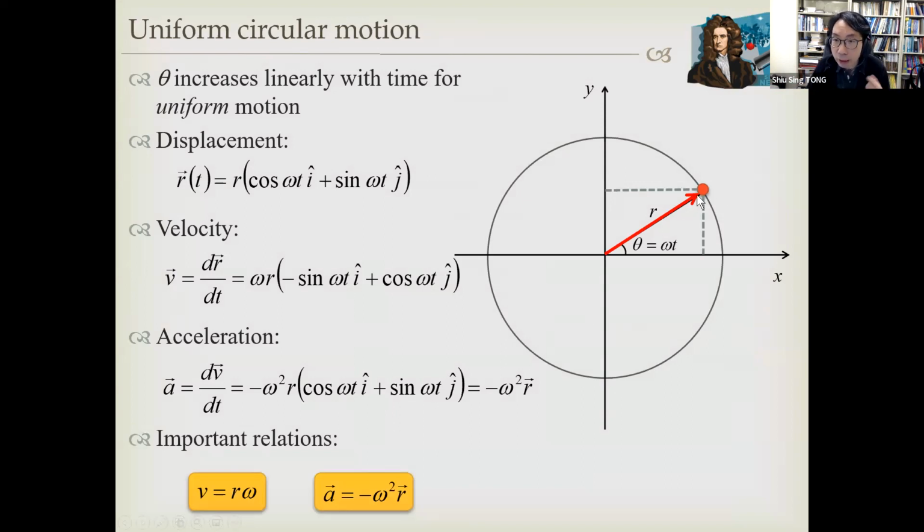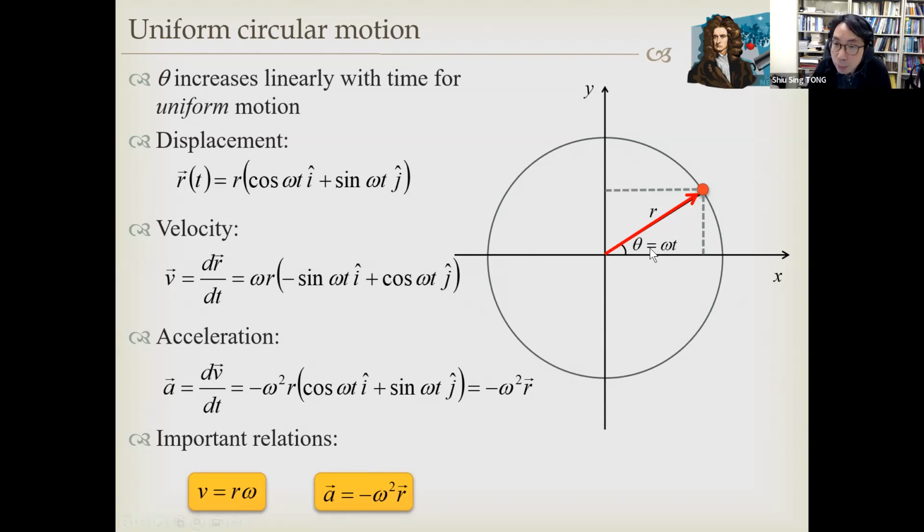For a single particle moving around in a circle, we describe the motion by this vector, right? Since we assume that this is a uniform circular motion, the angle theta that the position vector makes with the x-axis is equal to omega t, where omega is the angular velocity.